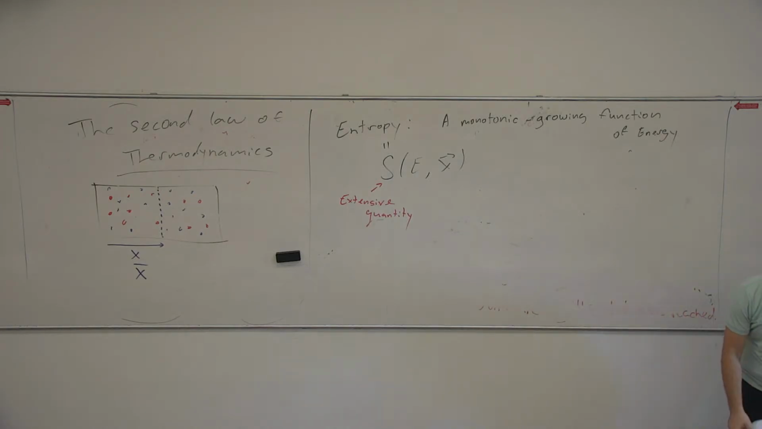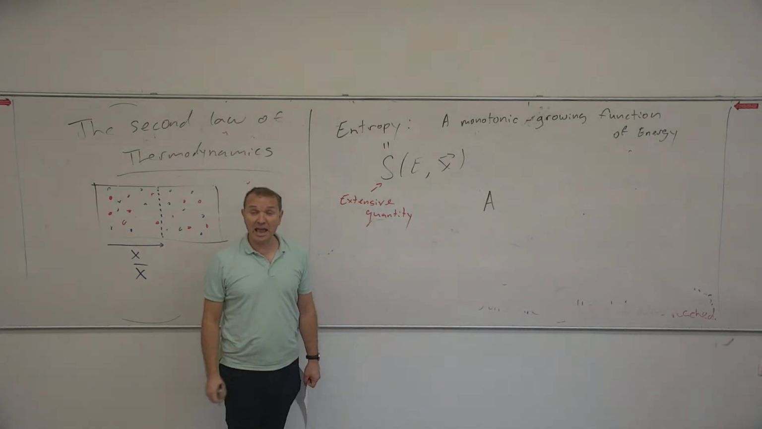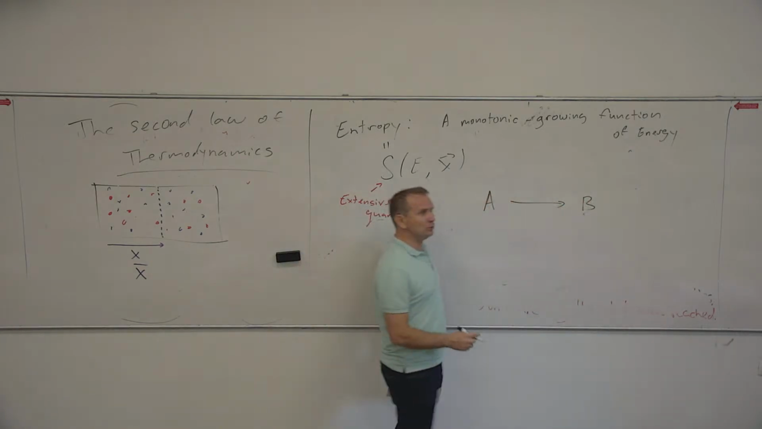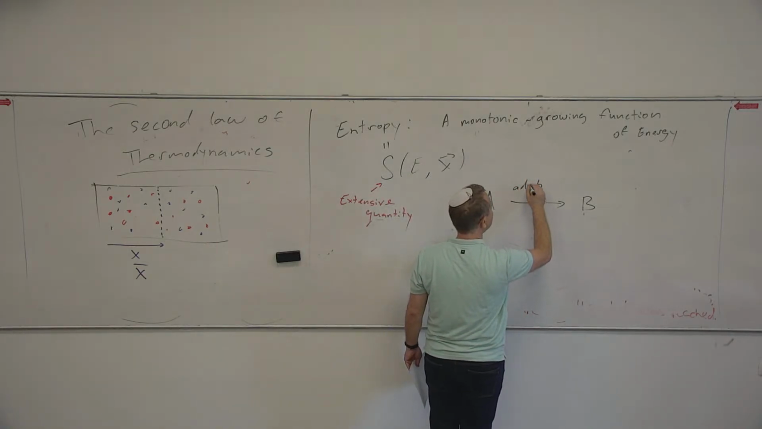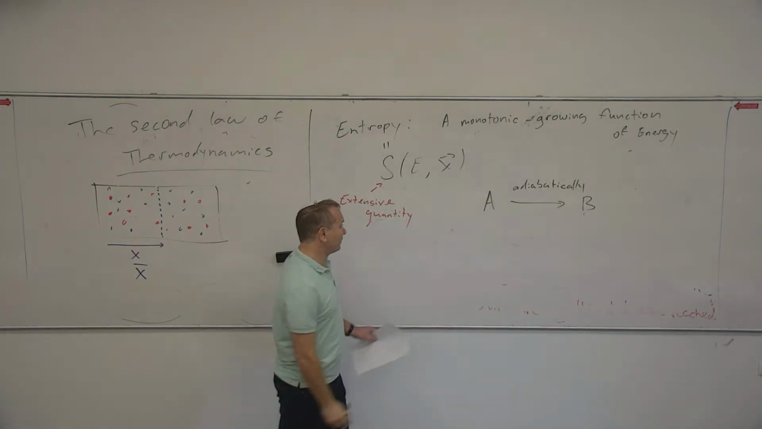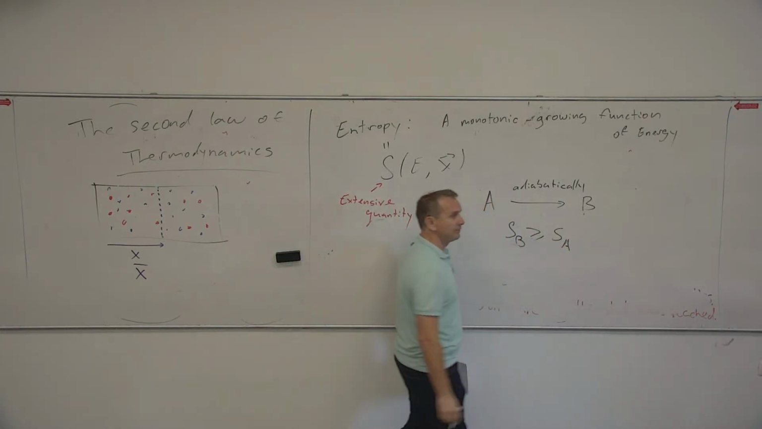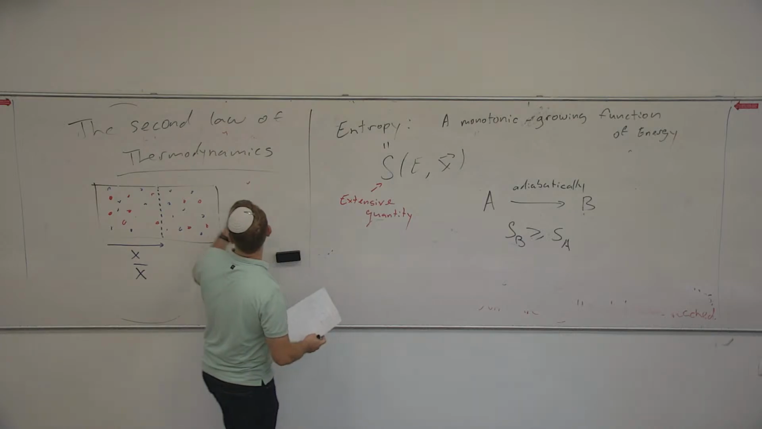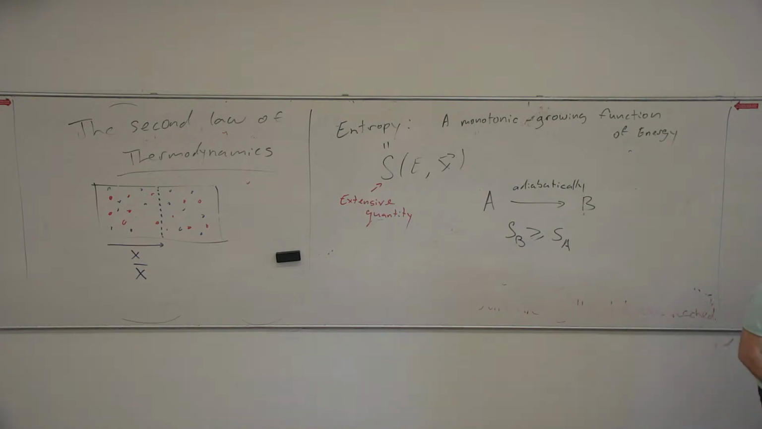So the second law basically says the following. If I start from equilibrium state A, and I reach equilibrium state B adiabatically, then S_B is greater than or equal to S_A. There are several definitions of what exactly the second law of thermodynamics is. We will use this minimal definition of the second law.